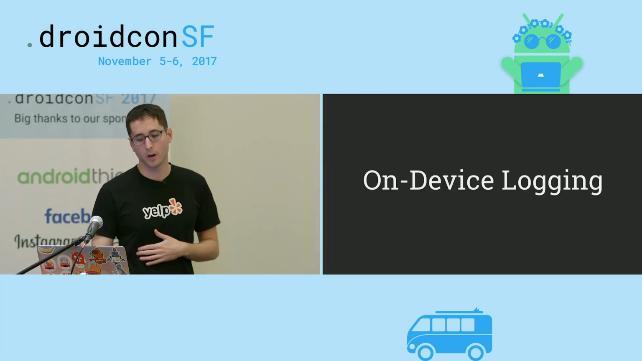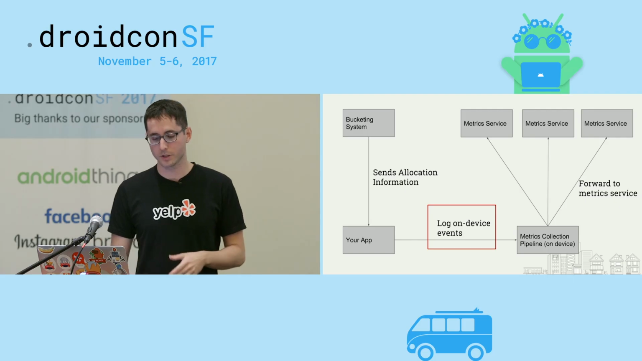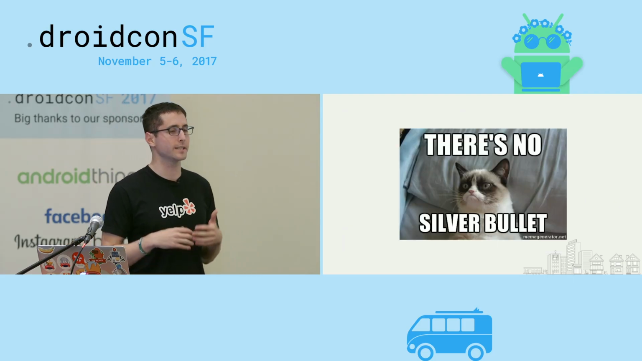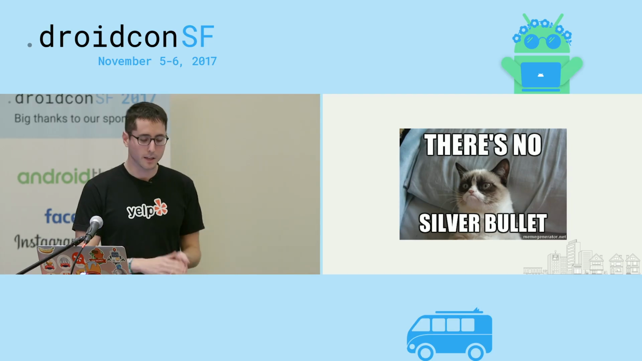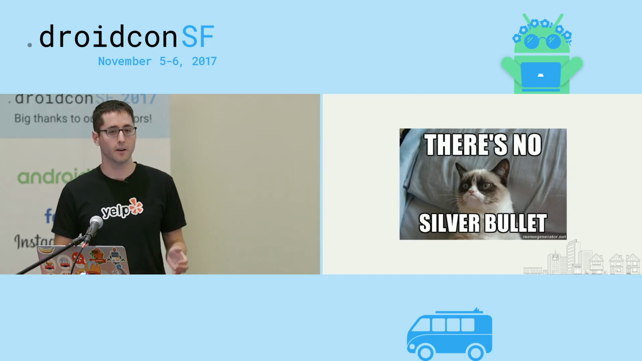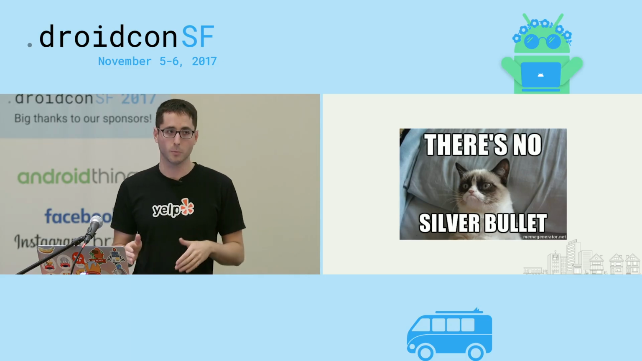Next, we'll talk about the on-device logging piece, which is this middle piece. Now, the unfortunate thing about on-device logging is that I can't really stand up here and say there's an obvious solution that you can just drop into your application and follow this application pattern, and congratulations, your on-device logging will be solved.